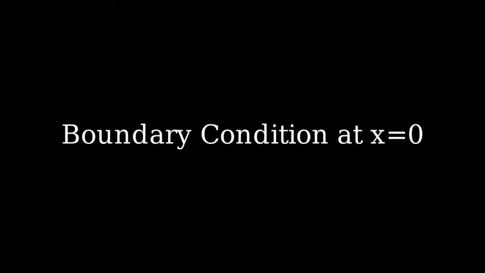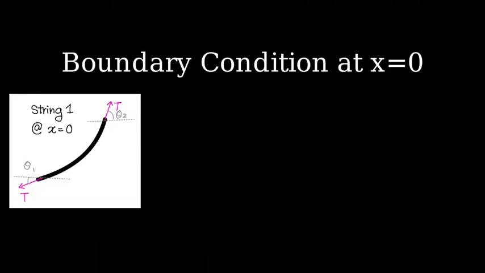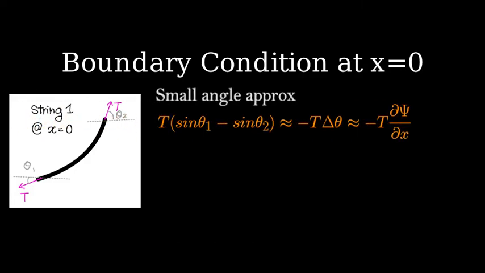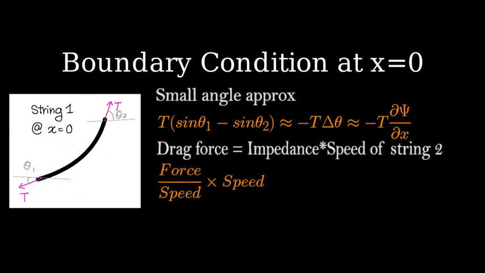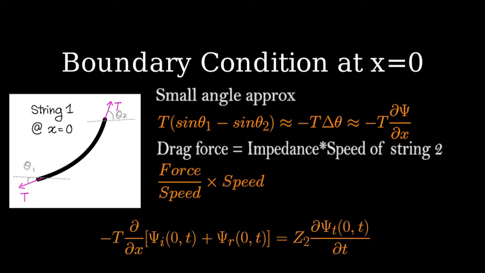Now let's look at the boundary condition at x equals 0. The superposition of the incident and reflected wave amplitudes is the same as the transmitted wave, as the two strings are tied to each other. This is shown as equation 1. The drag force by the second string is balanced by the transverse force from the first string at the boundary, which is x equals 0. Note that we have got the transverse force by resolving tension in the y direction with small angle approximation. With impedance being force divided by speed and the D'Alembert relationship, we get the third equation by substituting the first equation into the second equation.